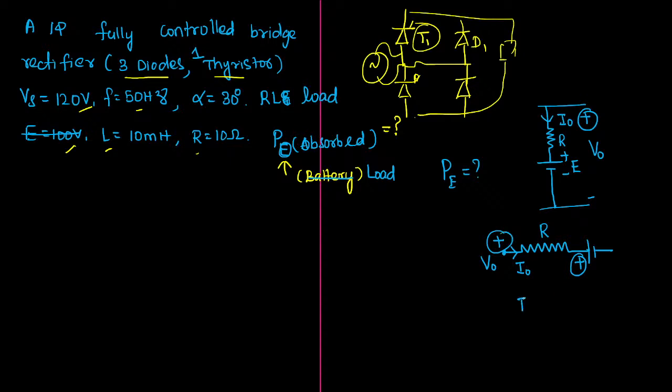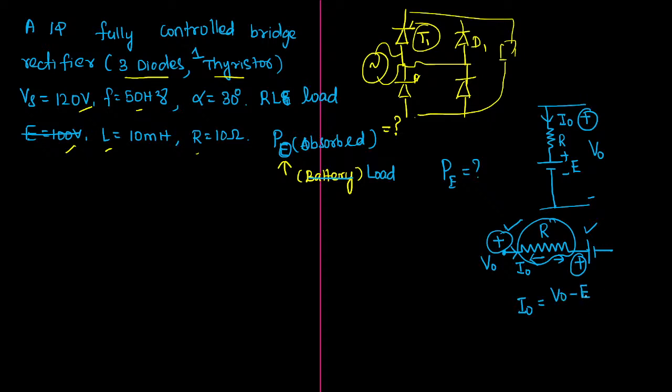Now how will you calculate the value of I naught? To know the value of I naught, we must know the voltage drop across this resistor. How will you do that? According to potential difference, what is the basic definition of voltage? The potential difference between the terminals gives you the voltage drop across any element. So the terminals of the resistor carry V naught and E.